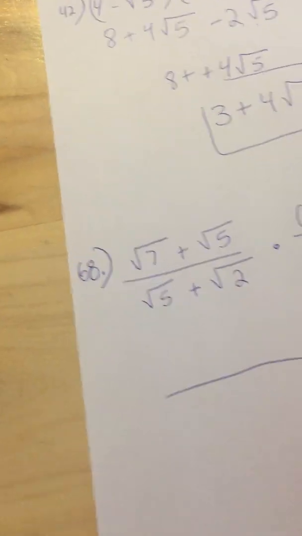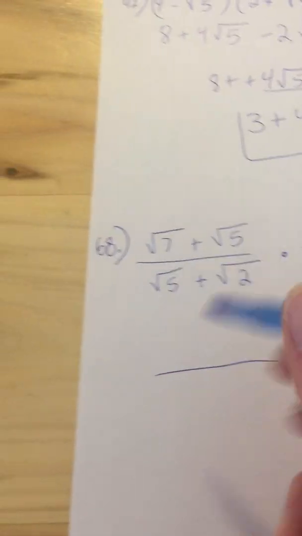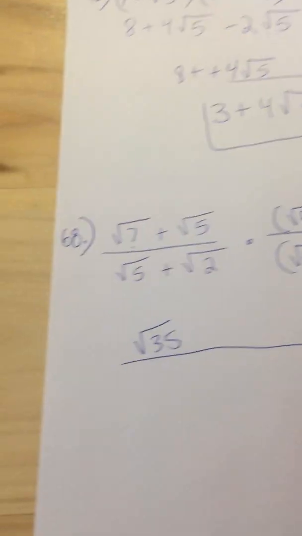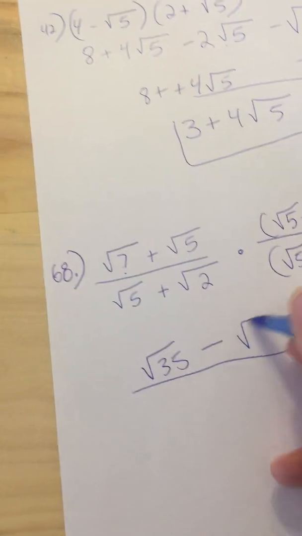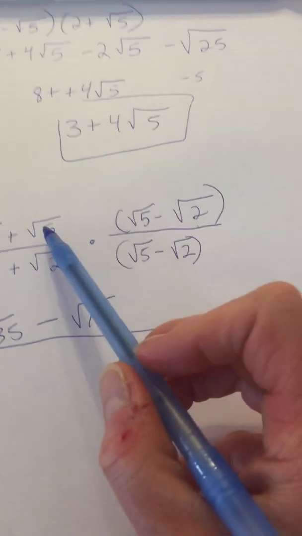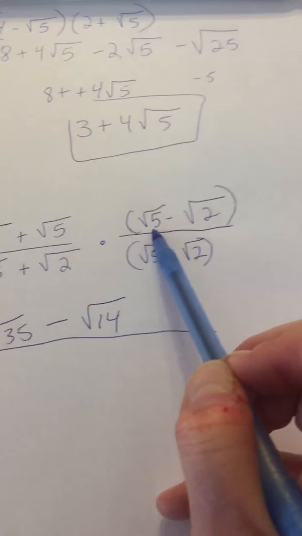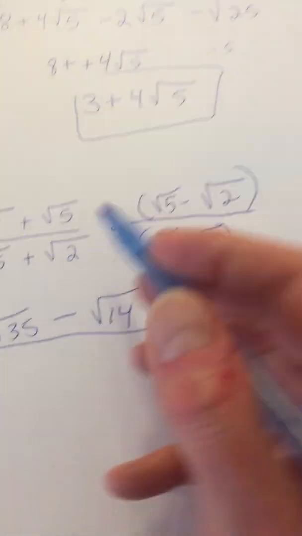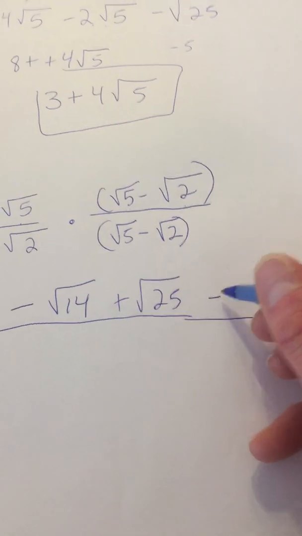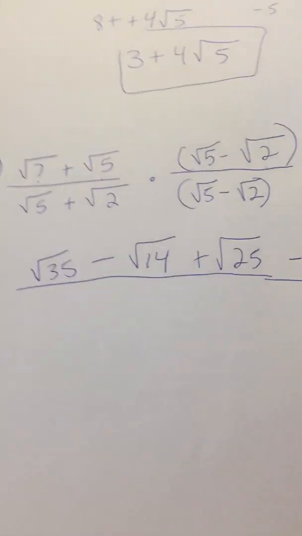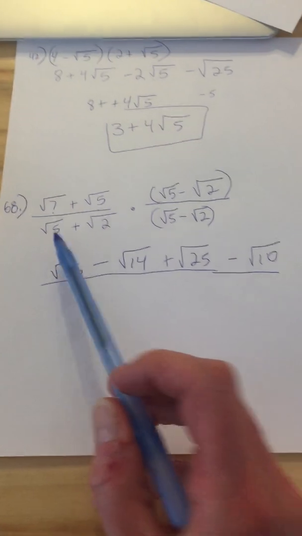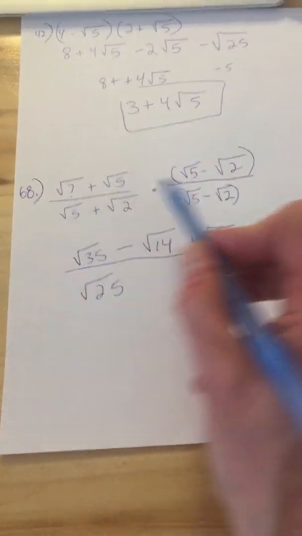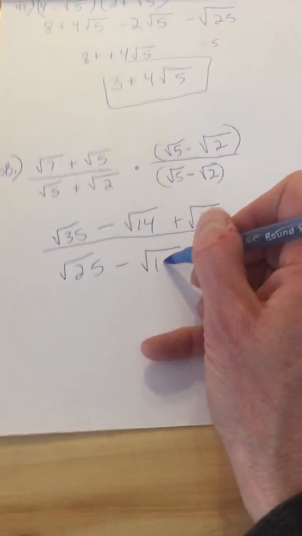So on the top, I'm going to do the 7 times the root 5, and that's going to be root 35. And then I'm going to do the 7 times the minus root 2, so that's going to be root 14. Now I'm going to do the root 5 times the 5, and that's going to be a plus 25. And then I'm going to do the root 5 times the 2, and that's going to be a minus root 10. And on the bottom here, I'm going to do this root 5 times this root 5, and that's going to be root 25. Root 5 times this minus root 2 is going to be root 10.